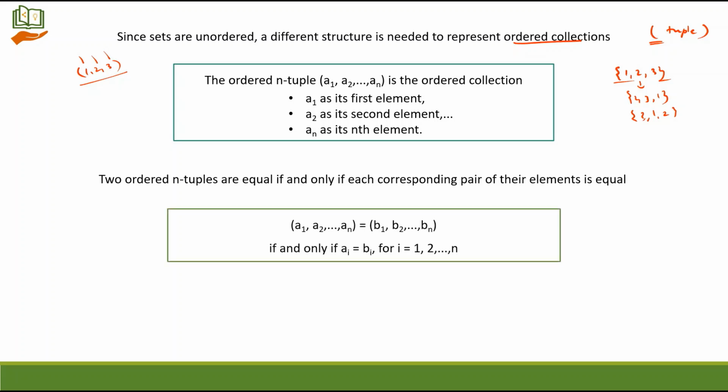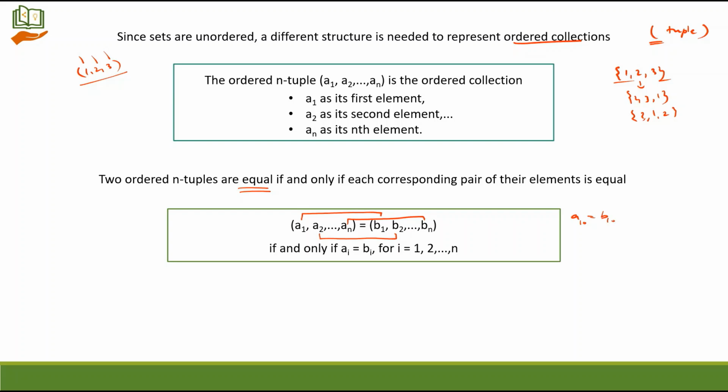Let us see it in generalized form. You have one tuple with elements A1, A2 till An. You have another tuple with elements B1, B2 to Bn. We can say that they are equal if and only if each corresponding pair is equal. What is a corresponding pair? A1 and B1 are corresponding pairs. A2, B2 are corresponding pairs. Similarly, An and Bn are corresponding pairs. They are equal if and only if Ai equals Bi for i equal to 1, 2, 3, etc. up to n. When I say it is A10, then it will be equal to B10.